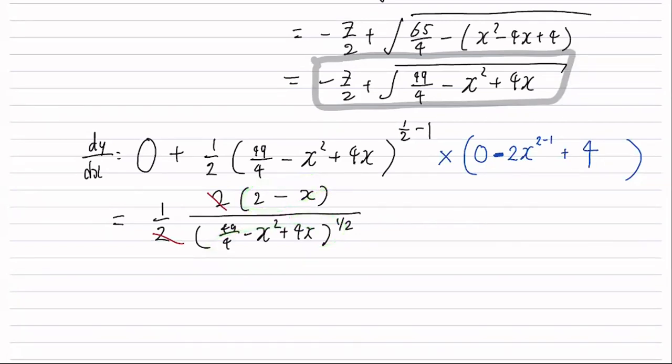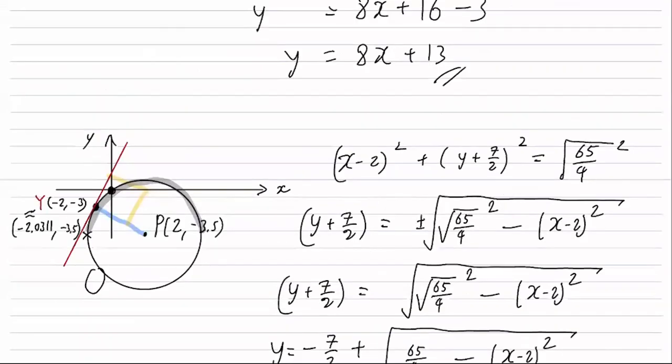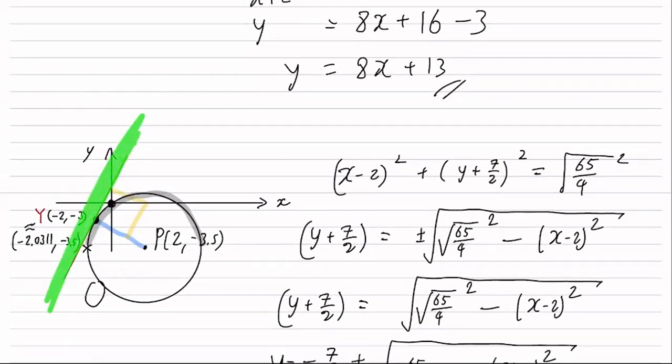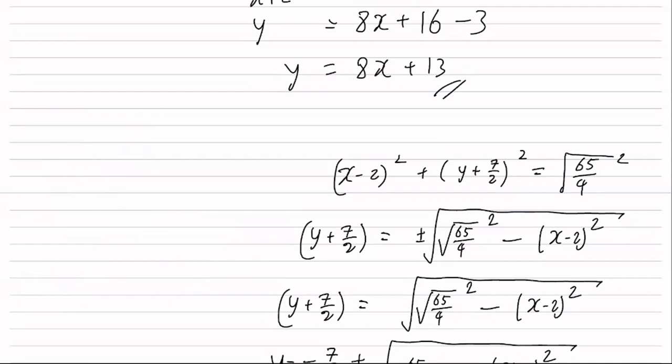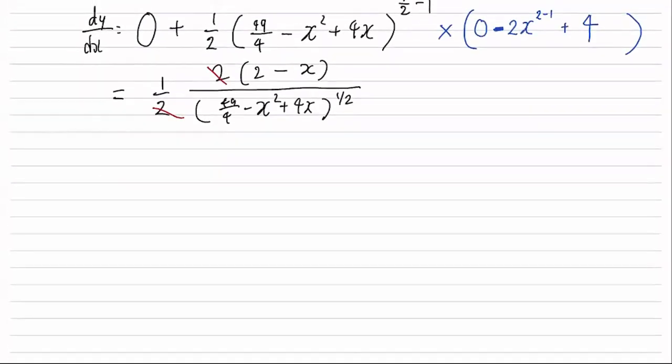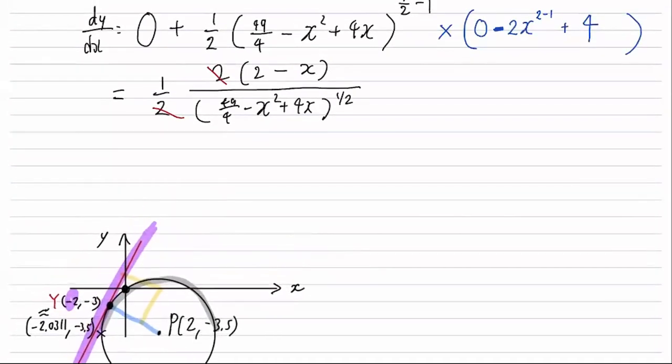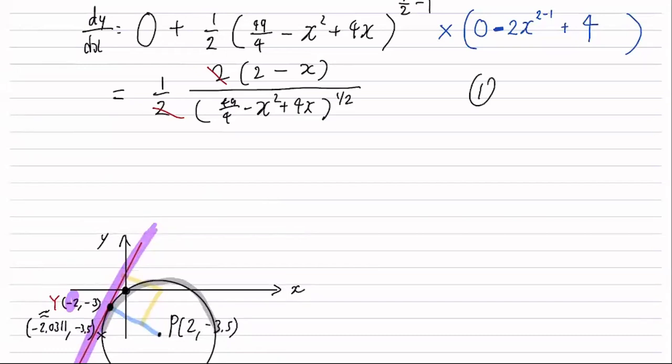Now, let's take a look. What do we want? We want to solve for the gradient of this tangent line at the point x equals negative 2. I'll highlight negative 2 here. I'll highlight the tangent. Then let me just copy the diagram down a bit. We now want to find the gradient of that line. Now the magic formula tells you a 3-step procedure. Step 1, differentiate. Step 2, equate to 0. Step 3, solve.